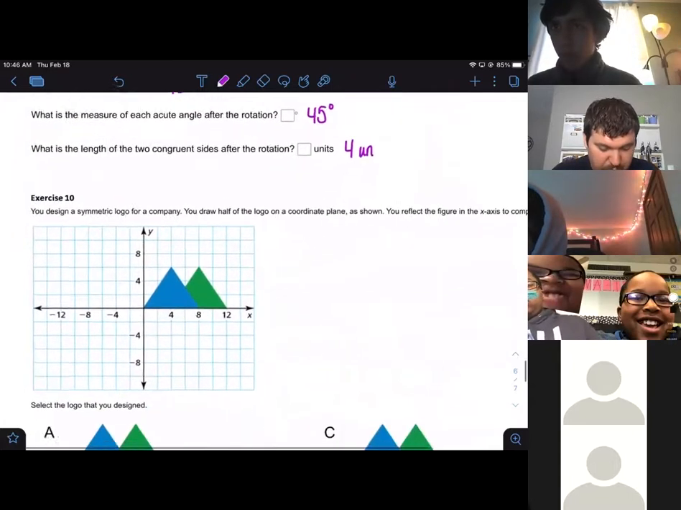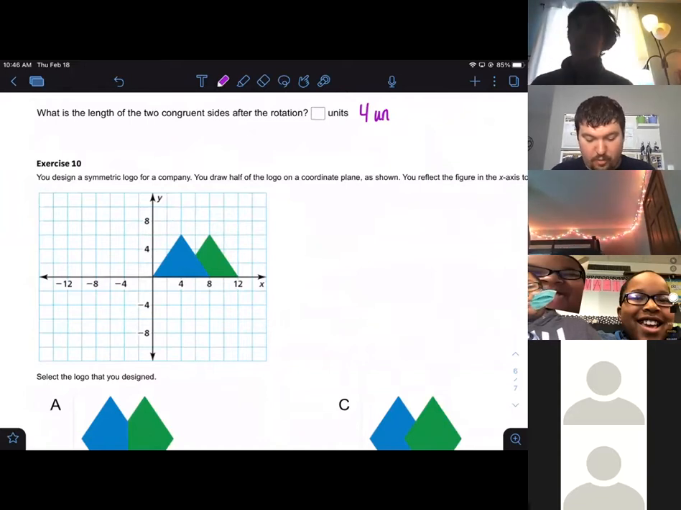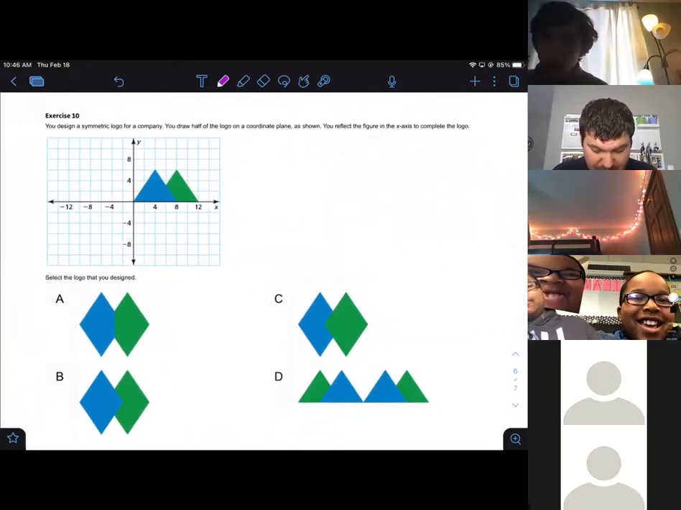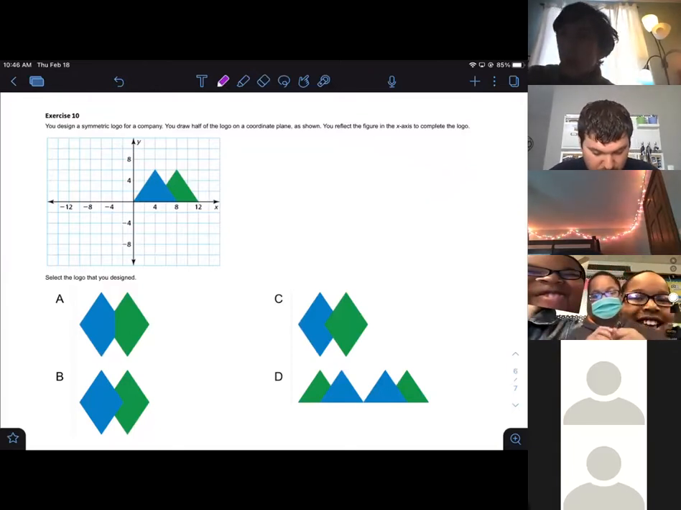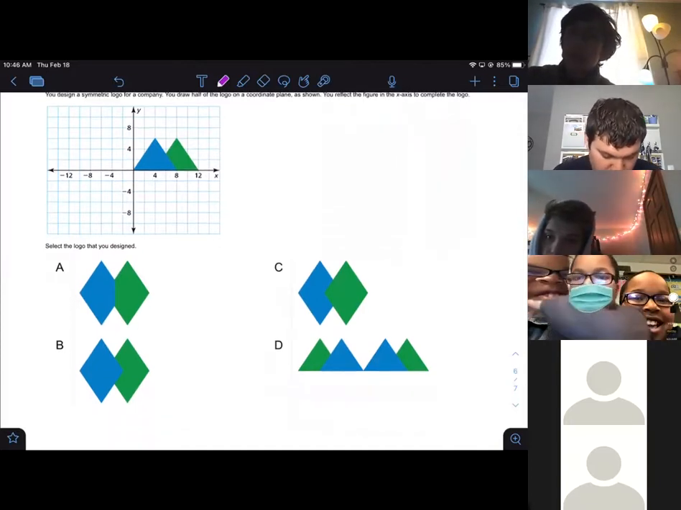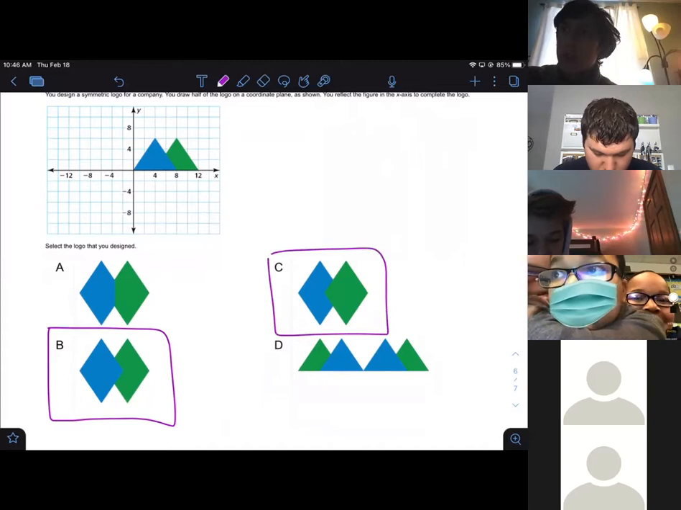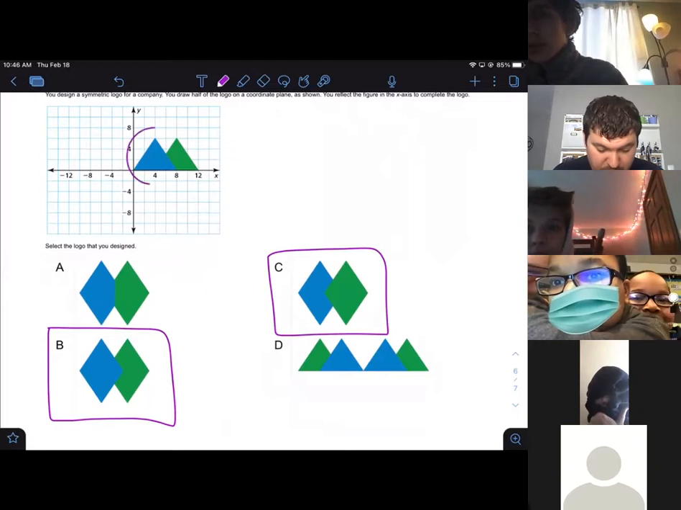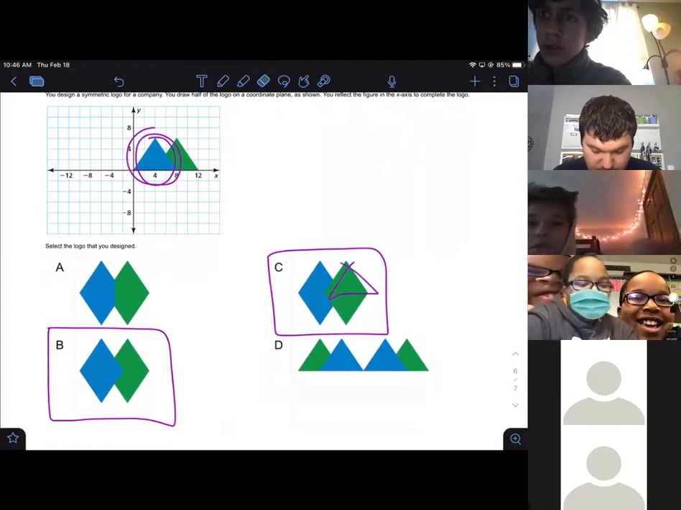Number 10, you design a symmetric logo for a company. You draw half of the logo on the coordinate plane as shown, and then you reflect it over the x-axis to complete the logo. Which of these designs is going to be that same logo? What do you guys think? Who said B? A. Okay, so no, I heard B. What about C? B. No, because the green triangle's over the top of the blue triangle. Yeah, so in the original picture, the blue triangle was over the green triangle. So you can't have the green triangle now be over the blue. So you're right. So it can't be C.